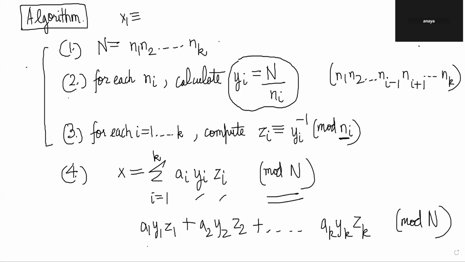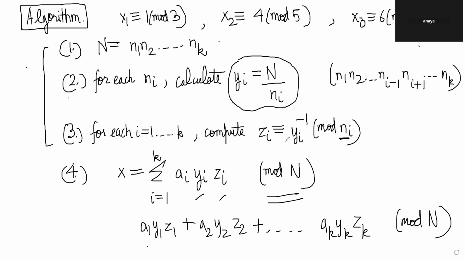x1 was congruent to 1 mod 3, and x2 was congruent to 4 mod 5, and x3 was congruent to 6 mod 7. The first problem was stated in terms of x only, but ultimately we can call it 3 different variables. We have a common solution. This was our first question.